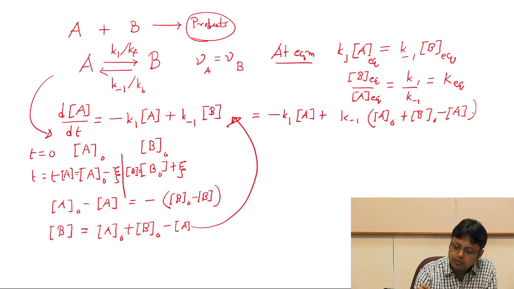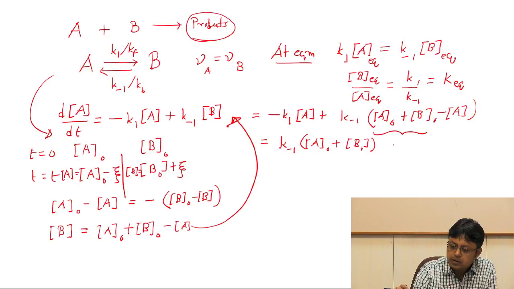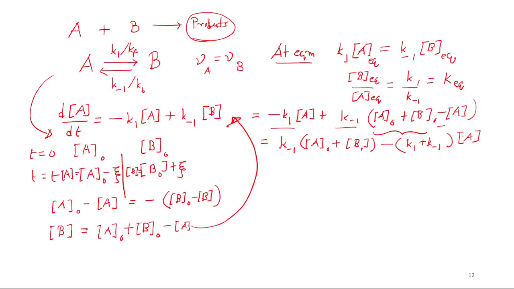I could rearrange it. So we'll have something like K minus 1, I'm writing the constant terms first, into A0 plus B0, and then the A dependent term, which is nothing but minus K1. So this minus K1, and here I have plus K minus 1, but there is a minus also, so it will be K1 plus K minus 1 into A. So that is the expression for dA dt.